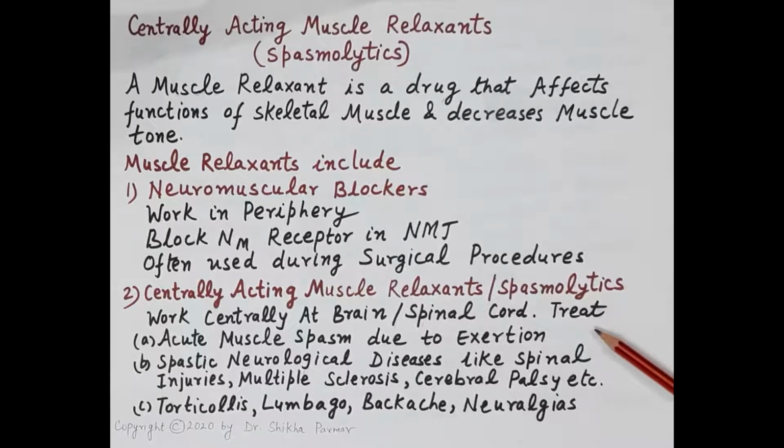in detail. Now, these drugs work centrally at the level of the brain and spinal cord, and these are used to treat spasm and spasm-induced pain. So, these are useful in the treatment of acute muscle spasm due to exertion. They treat spastic neurological diseases like spinal injuries, multiple sclerosis, cerebral palsy, and they are also used for the management of spasm and the pain associated with diseases like torticollis, lumbago, backache, neuralgia.